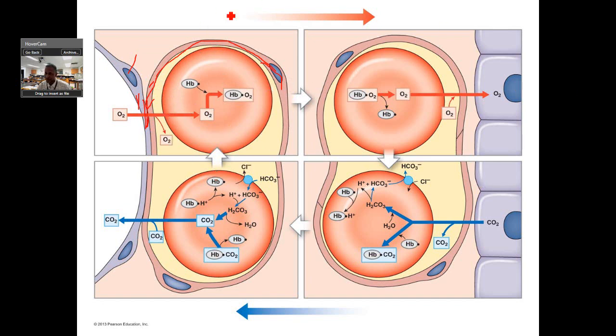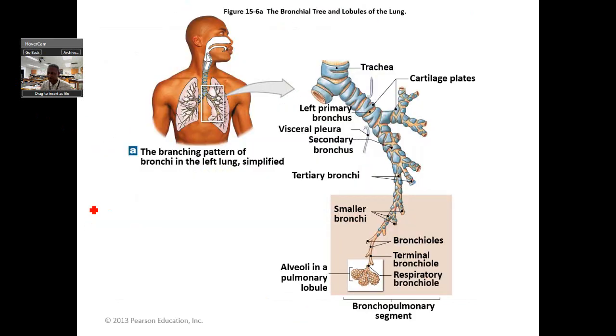And eventually, this would be pulmonary. Over here would be systemic. And this is the result of cellular respiration. This is internal respiration, which is the gas exchange. Carbon dioxide is coming out, oxygen is coming in. All right, so that's pretty much it.